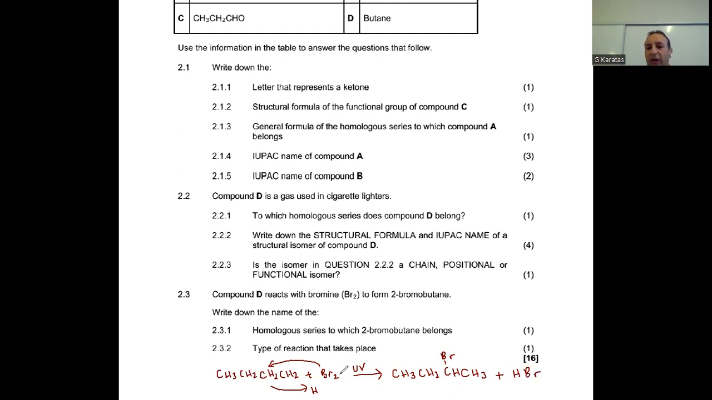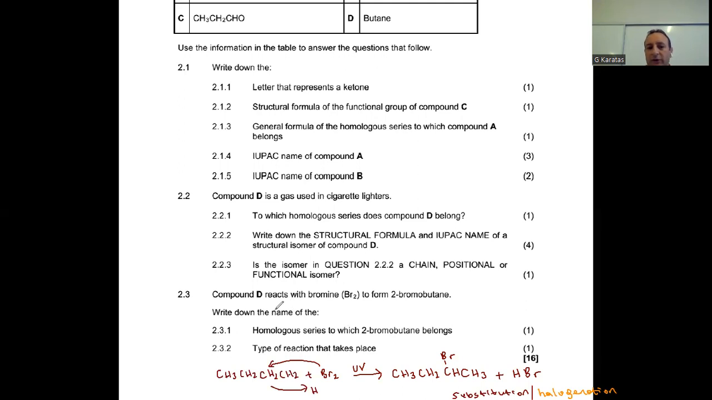And this kind of reaction is called a substitution reaction. As we add something and remove something, we call this reaction a substitution reaction. As in this case, we deal with a halogen, you can call it a halogenation as well. You can even call it a bromination reaction.